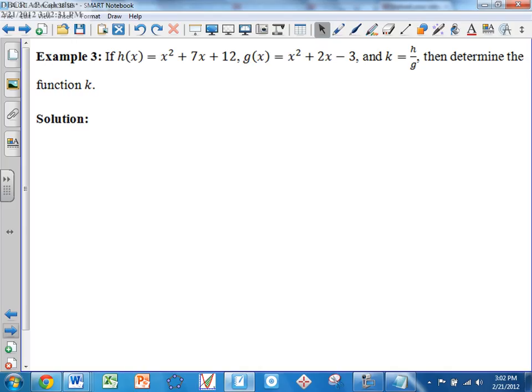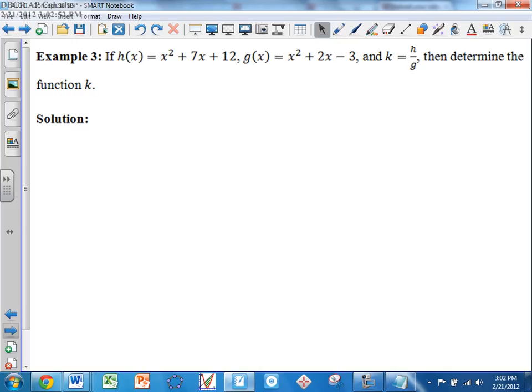Listen. If h of x equals x squared plus 7x plus 12, and g of x equals x squared plus 2x minus 3, and k equals h over g, then determine the function k. So you can tell me what I should do here. Factor those out first.